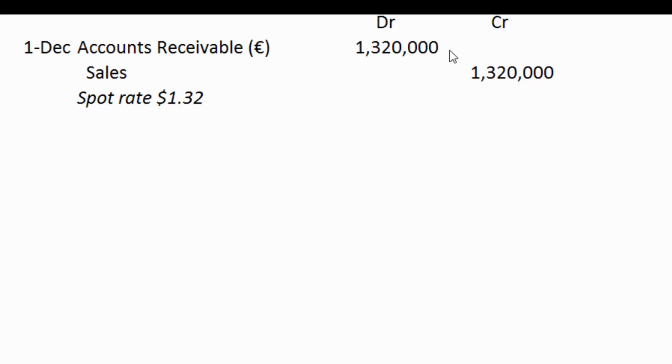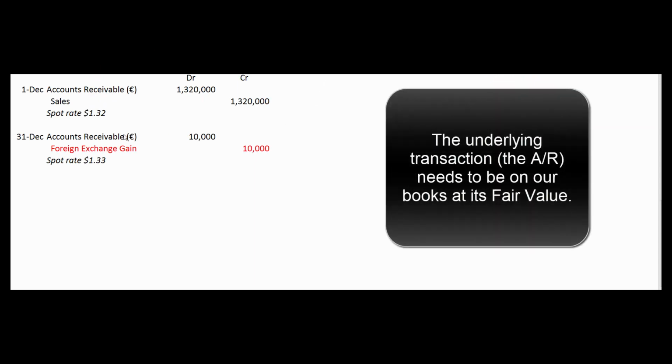Every dollar on our income statement and our balance sheet is in American dollars. But we'll put this little euro sign to remind us that we're going to get paid in euros that we'll have to later convert to dollars. December 31st rolls around, and we have to prepare an income statement and a balance sheet. The spot rate has gone up. The foreign exchange rate has made the euro stronger, which is good news for us.